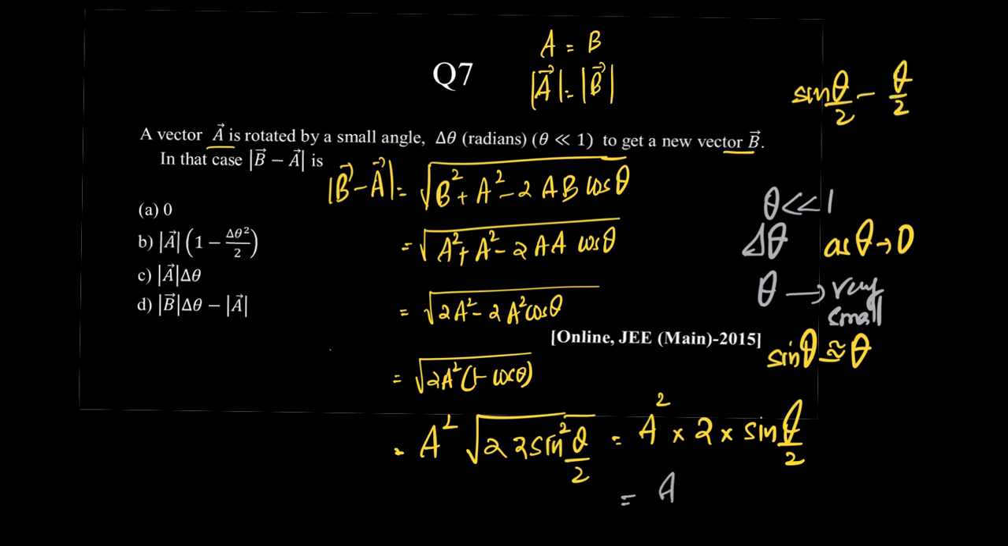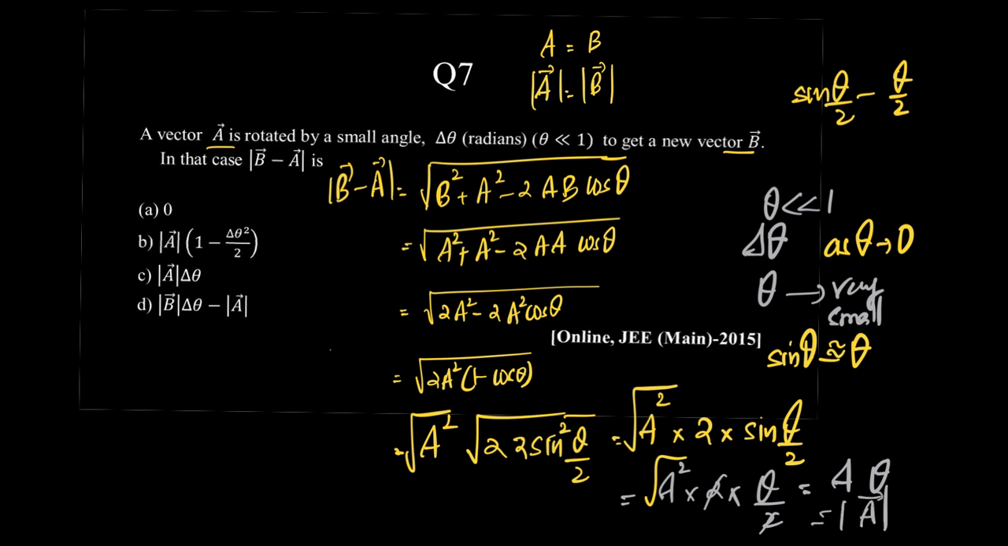Therefore, I'm sorry, there will be root of A square here. So root of A square will be A, into 2 into sine theta by 2, which becomes theta by 2. 2 and 2 will cancel, and root of A square is A. So what you get is A into theta. What is A? A is nothing but the magnitude of vector A. So the answer is magnitude of vector A into theta. The correct option is option C.